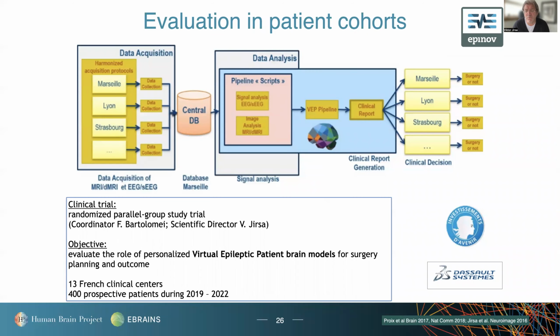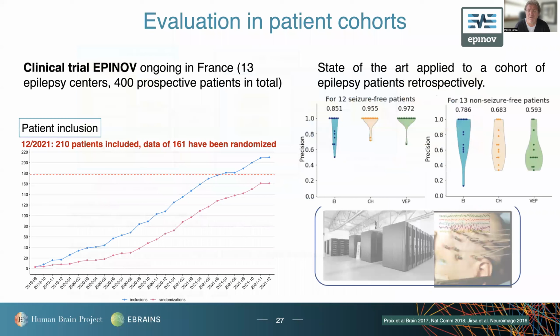So we are running this with about 400 patients. The clinical trial started in 2019. It involves 13 reference centers of epilepsy in France. The data are being centralized in a database, anonymized, and being sent to Marseille, where we actually virtualize the patient, perform the type of analysis that I described to you, and then we send a clinical report back to the various reference centers, where this information is then being taken into consideration for the decision making.